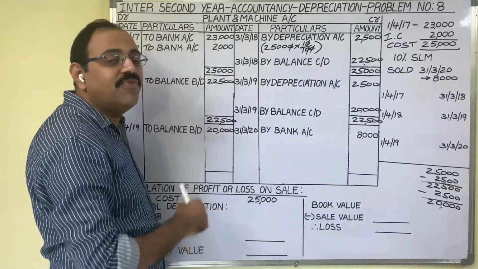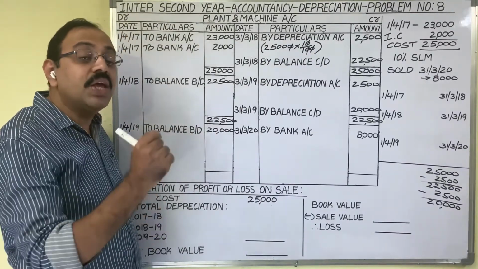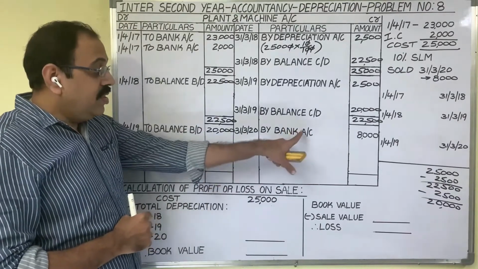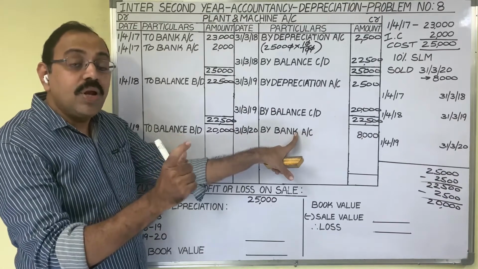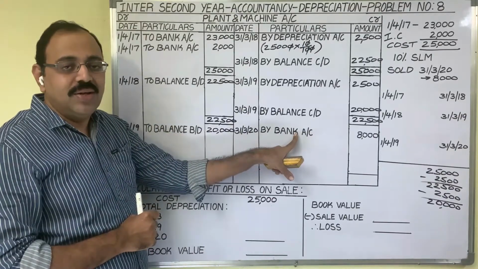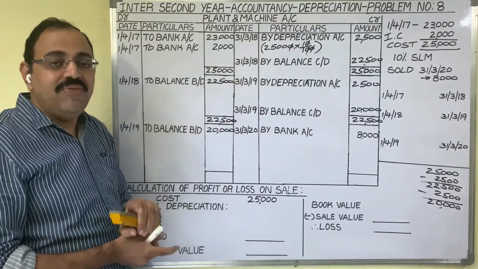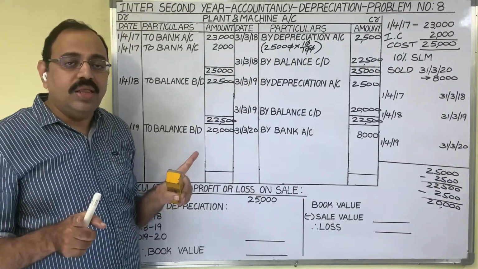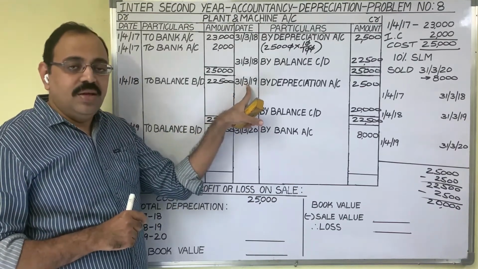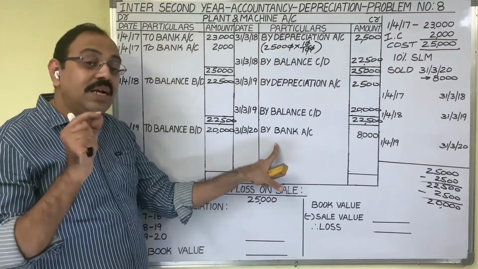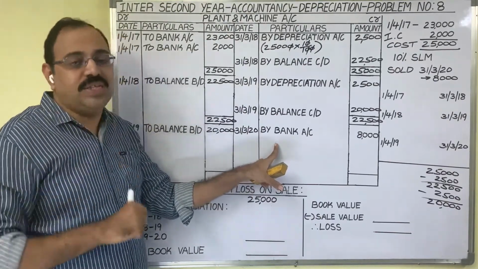Not at the end of the year. This is a very important point which you should remember in case of sale. The date on which the asset is sold, up to that date only we should provide depreciation, not on the last date of the year. If the asset is not sold, then we should compute the depreciation at the end of the year. In any year, if the asset is sold, on that sale date we should compute the depreciation.